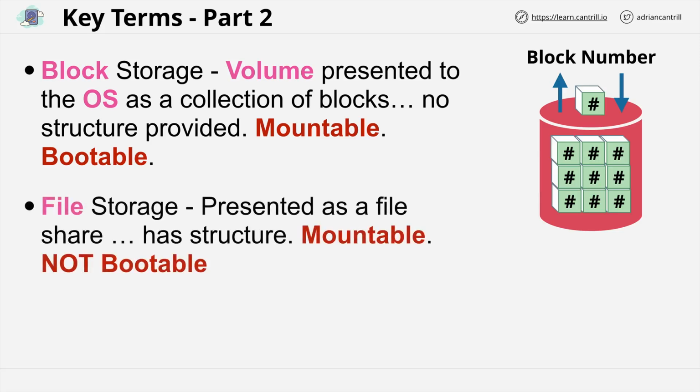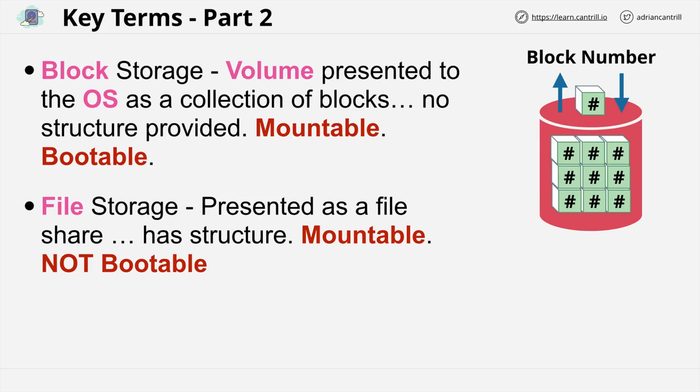And file storage in the on-premises world is provided by a file server. It's provided as a ready-made file system with a structure that's already there. So you can take a file system, browse to it, create folders, and store files on there. You access the files by knowing the folder structure, so traversing that structure, locating the file, and requesting that file. You cannot boot from file storage because the operating system doesn't have low-level access to the storage.